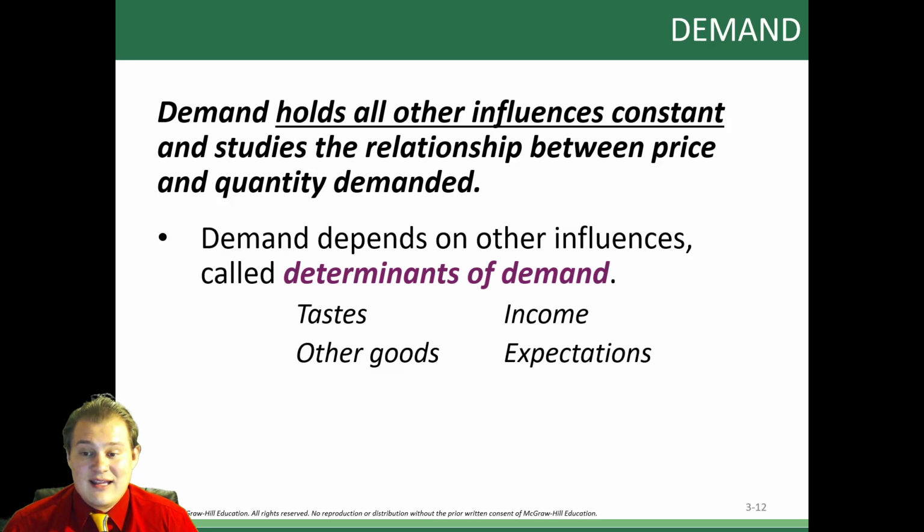Income. If I just don't have the disposable income, there are things I just can't buy and be a part of on the demand curve. Other goods. If apples are super expensive, maybe I'll switch to oranges or vice versa. You can substitute goods. You have complementary goods. Other goods are going to affect demand.